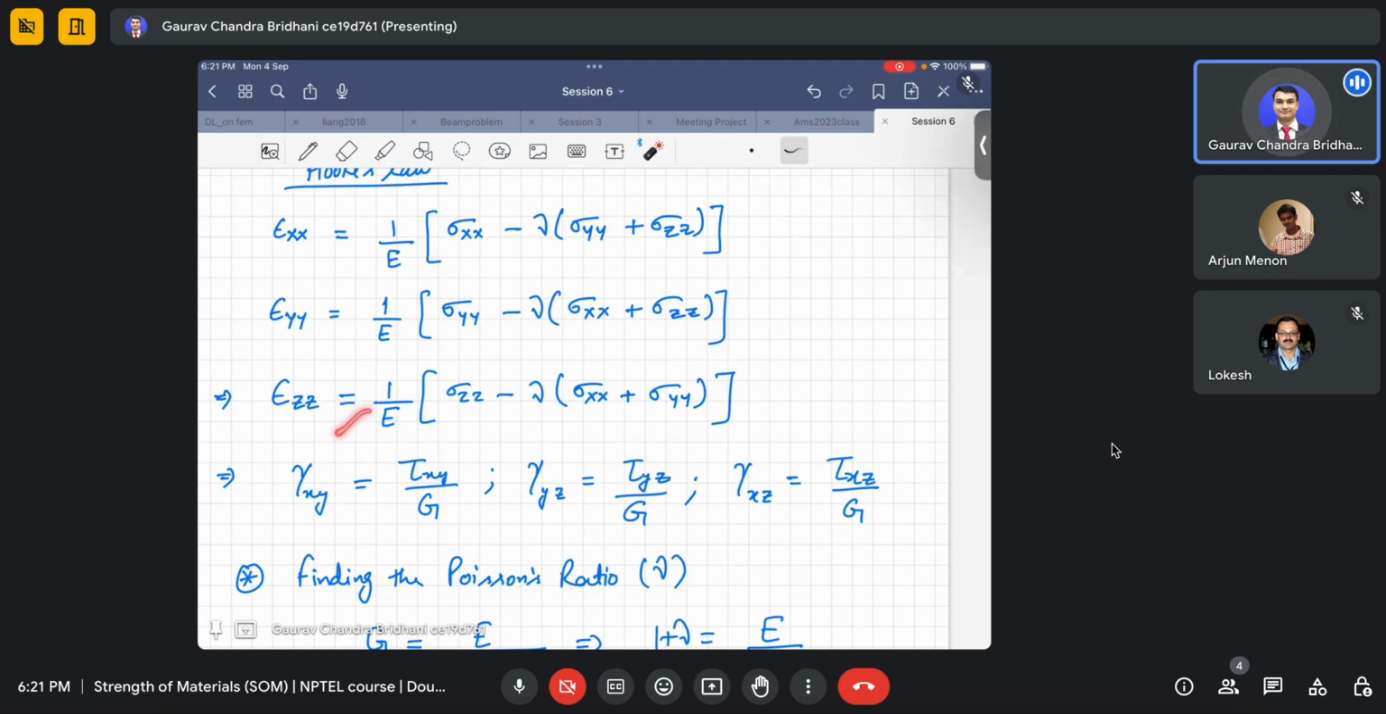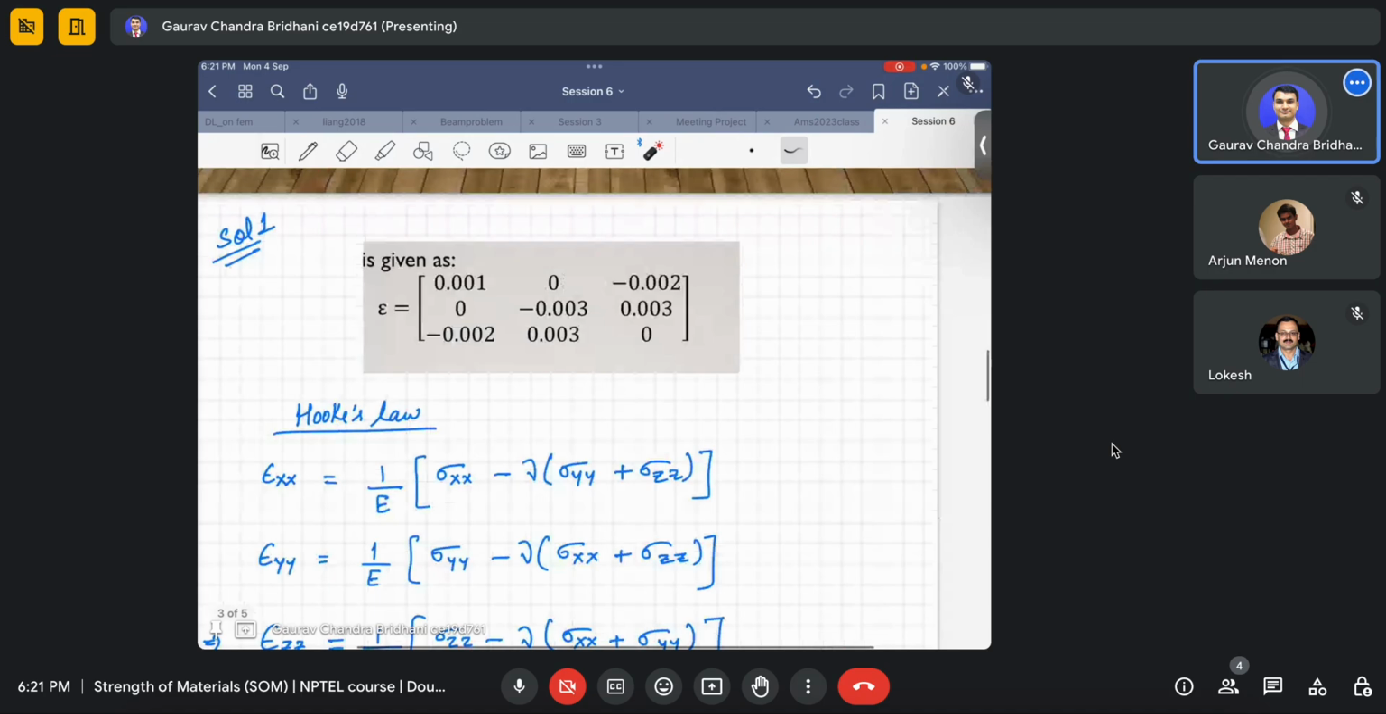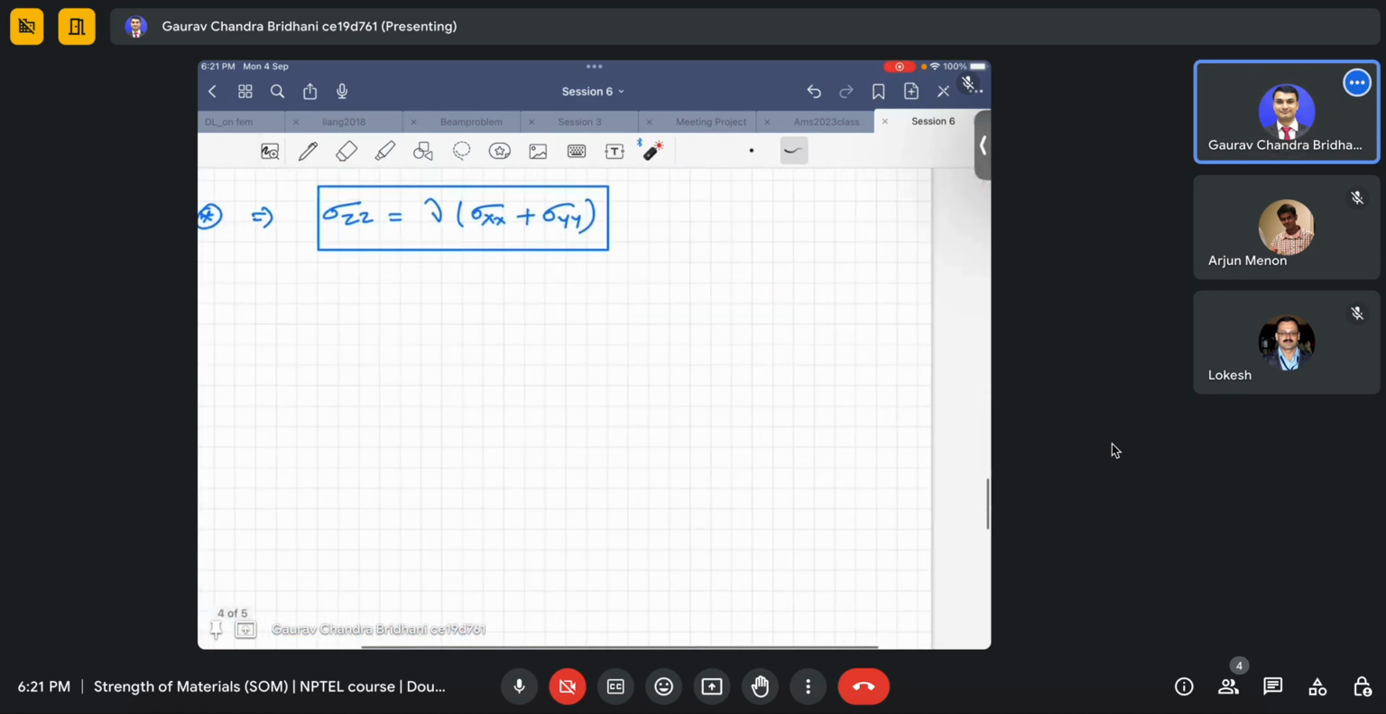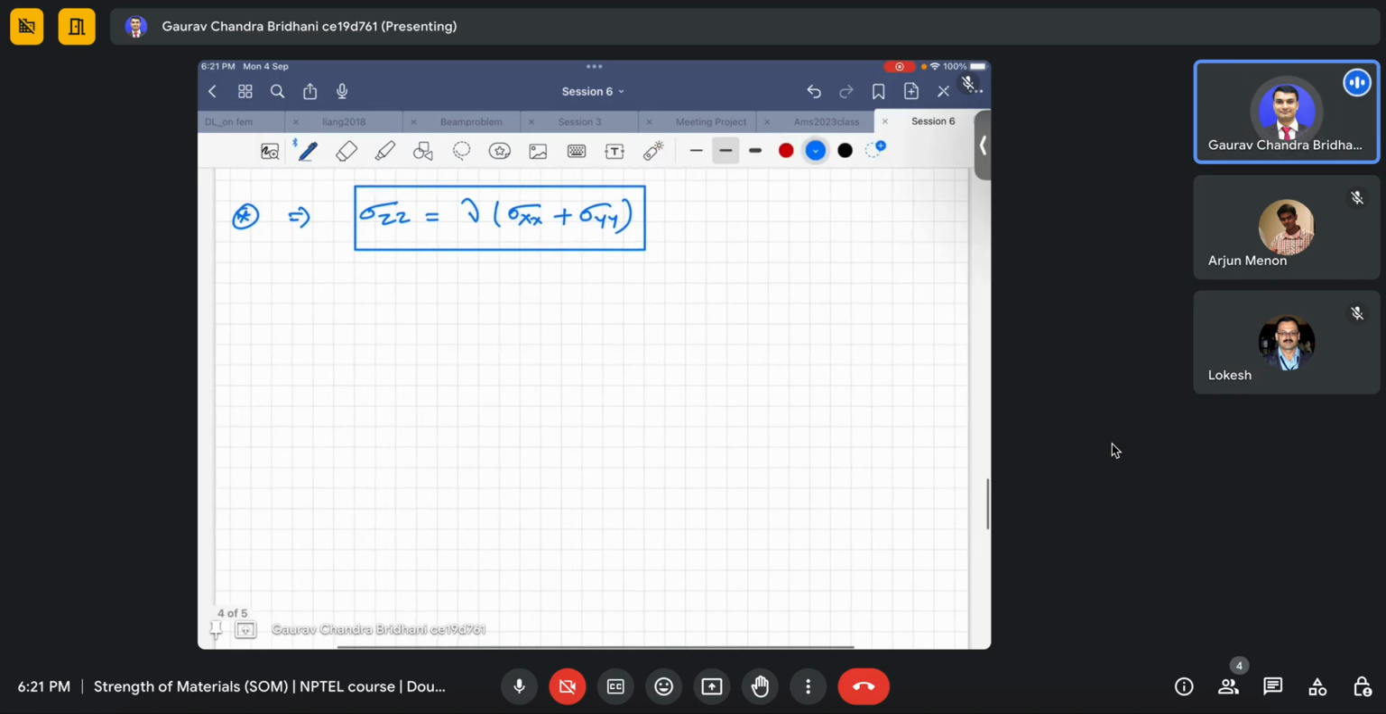So this being used, we can find tau yz very easily. So gamma yz, epsilon yz is 0.003. Actually twice of that will be gamma yz. So epsilon yz is 0.003, so gamma yz will be 0.006.